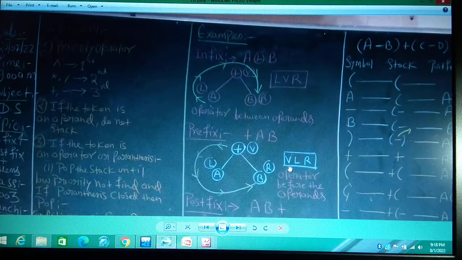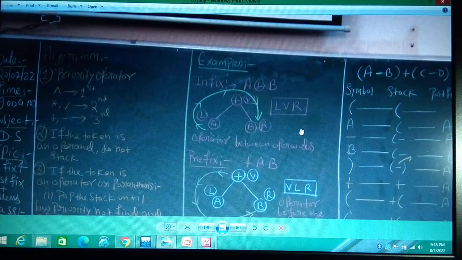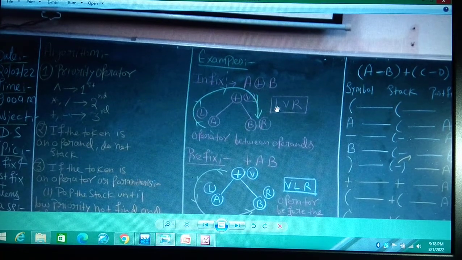So there are some algorithms in your programming language for infix, that is LVR. L means left, V means widget, and R means right, in the tree form of the infix. You can see that this is a tree type of structure. So whenever you have a tree type of structure, at first you have to read left, then widget, then right. So this expression is called infix.